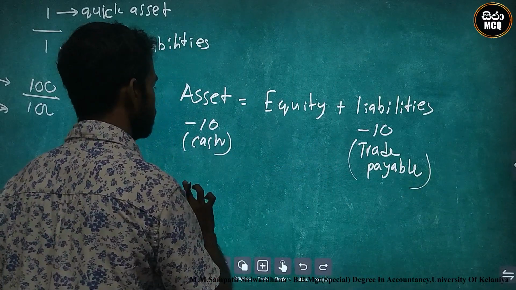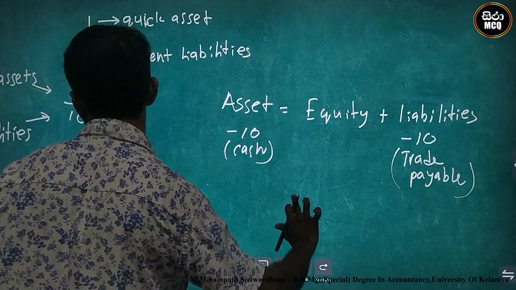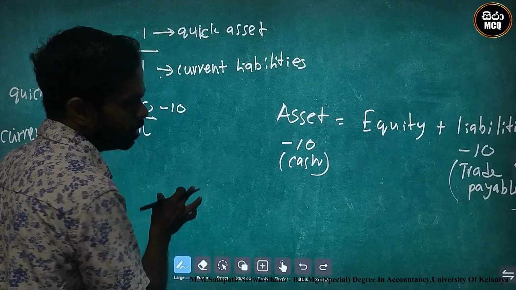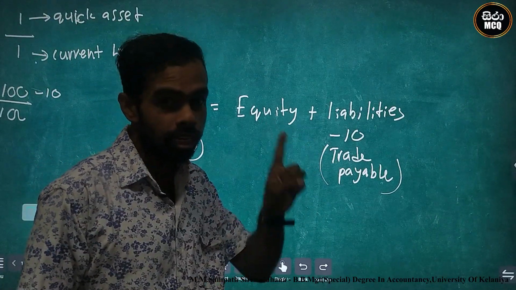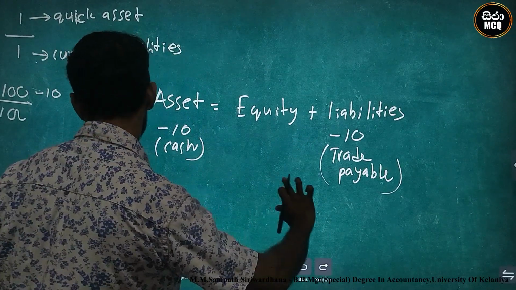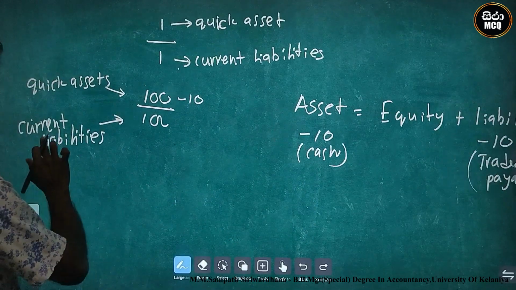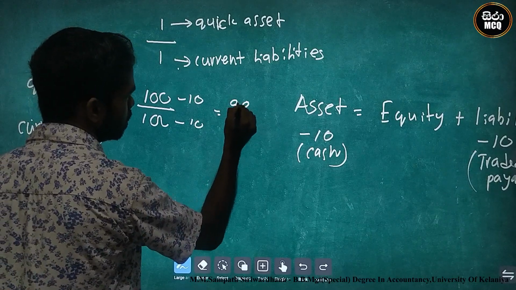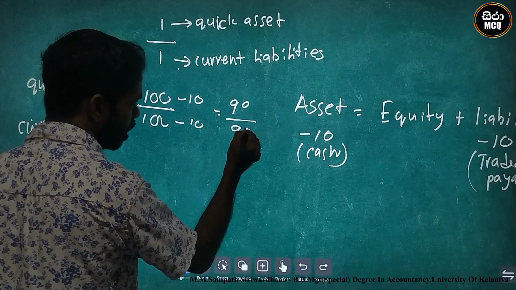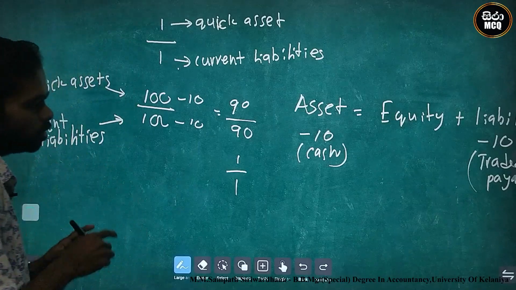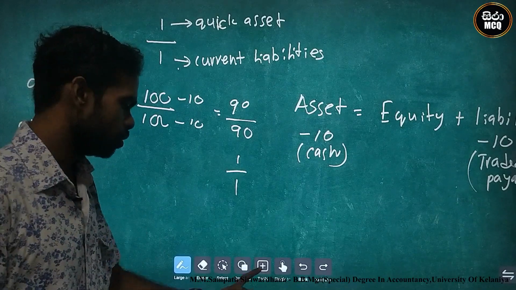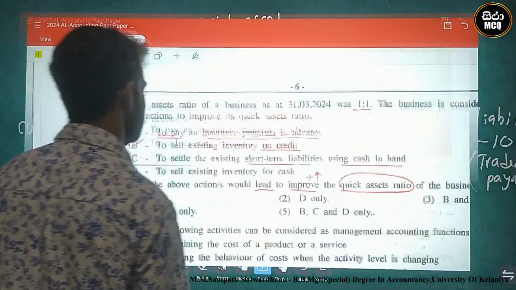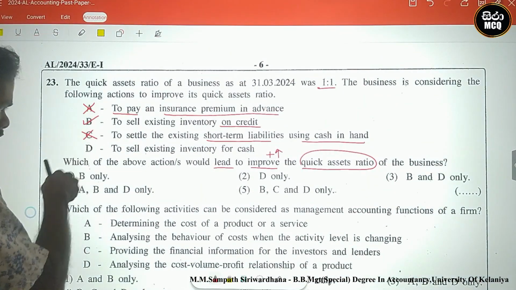Look here, this is the impact. Cash is deducted, and cash is a quick asset, so I minus this. Trade payable is a current liability, so current liabilities are also minus. Look at the answer: this is 90 divided by 90. The answer is 1:1. There is no change in this action. Therefore, we cannot take this as the answer. Why? No change. Next one.